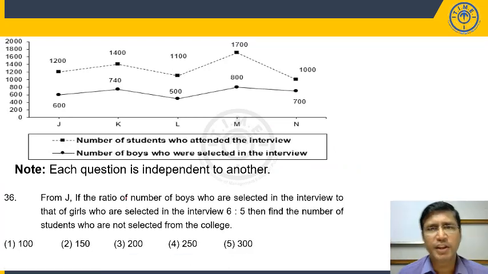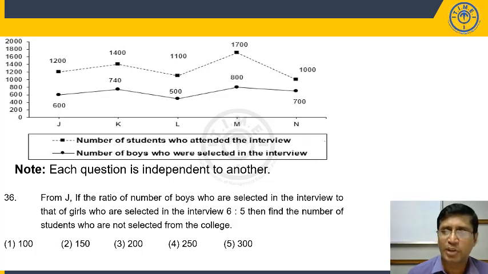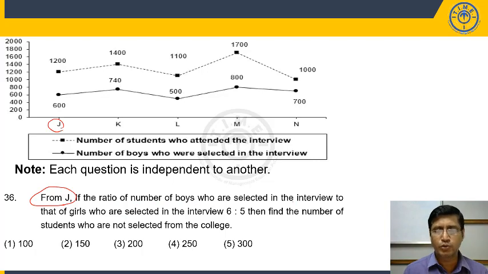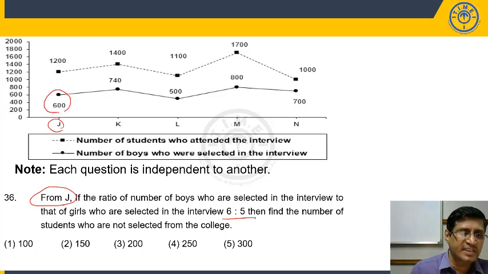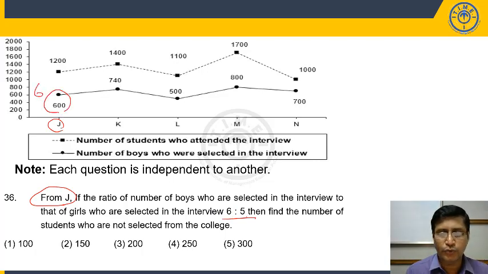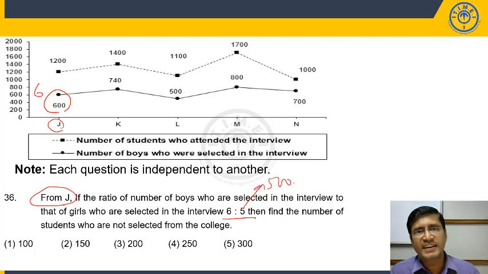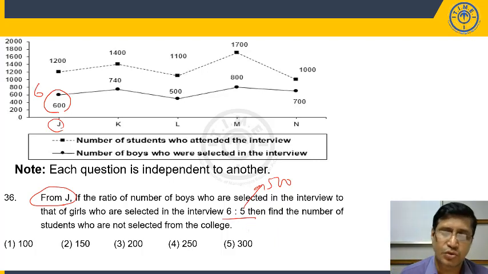Yes, my dear students, you already tried all these questions in your examination. Just look at the data given here. From J we need to check. The ratio of the number of boys who are selected in the interview to the girls is 6:5. So 6:5 means the 6 represents 600 and 5 represents 500. So the number of boys selected is 600 and the number of girls selected is 500, because the ratio is 6:5.